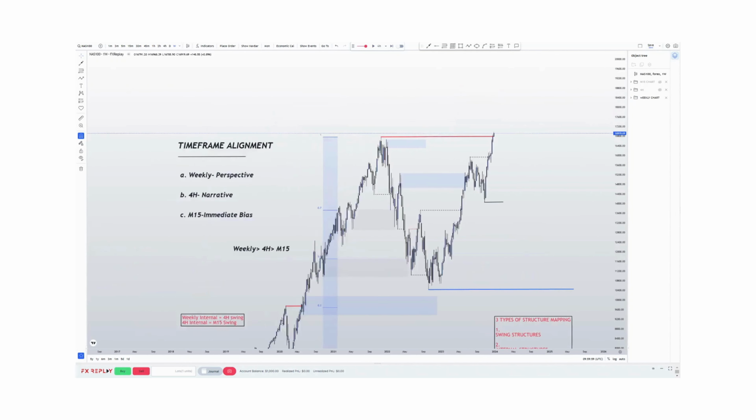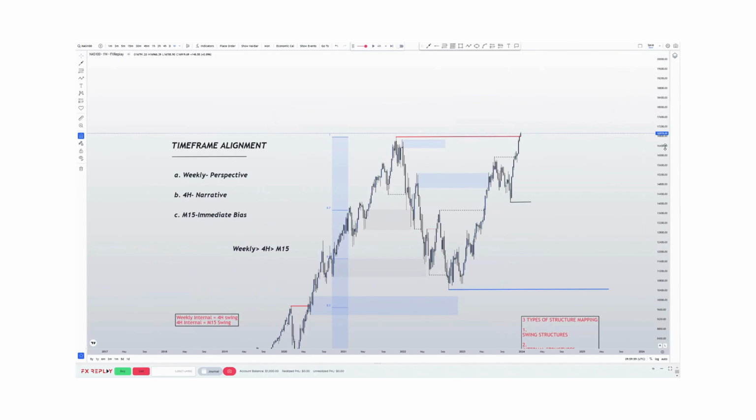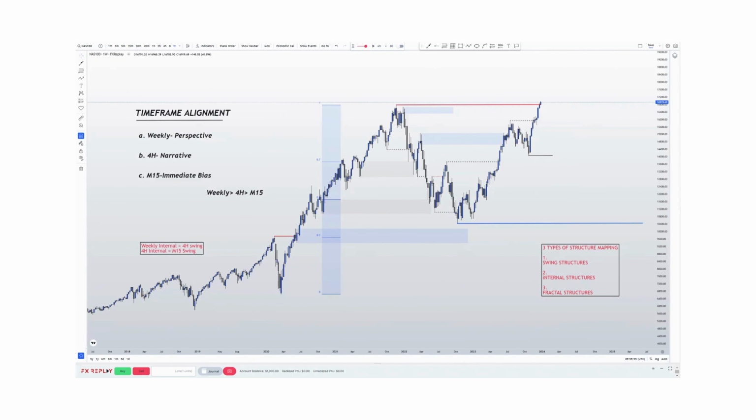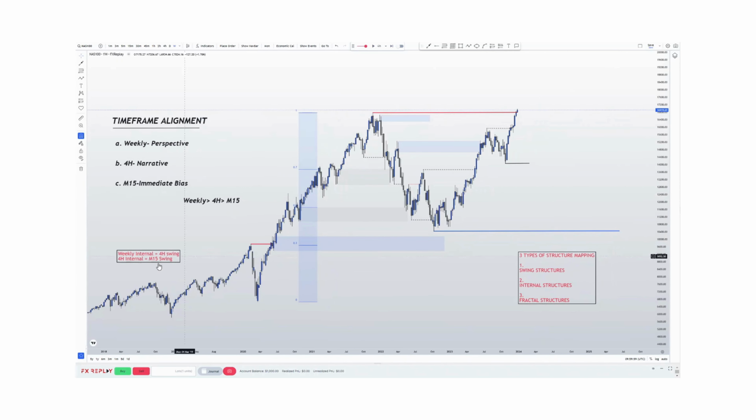So that's it. That's all about the time frame alignments. That's what I usually use. This is market structure. This is a strategy based on market structure. You can see the weekly internal is the H4 swing, and the H4 internal is the M15 swing structures.